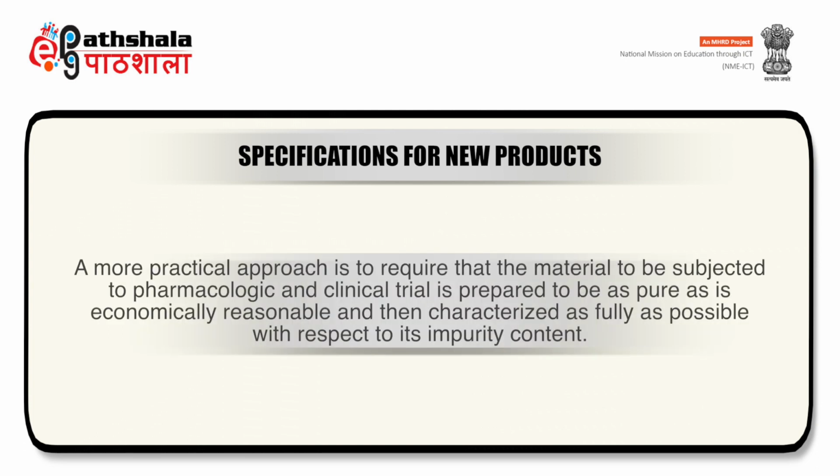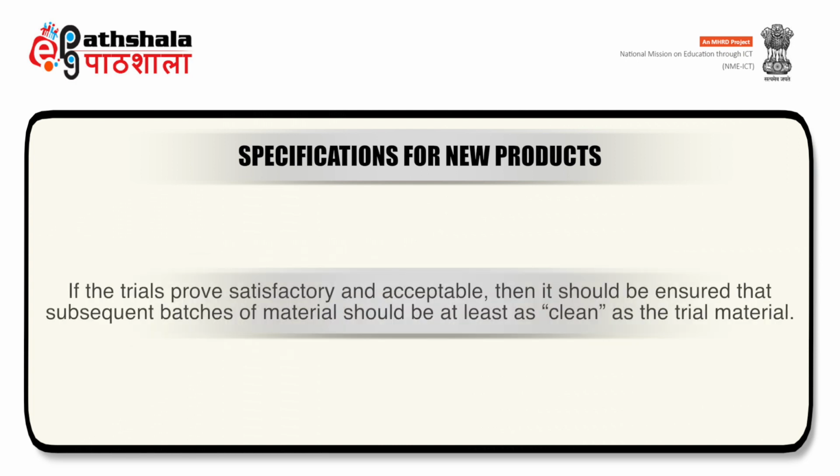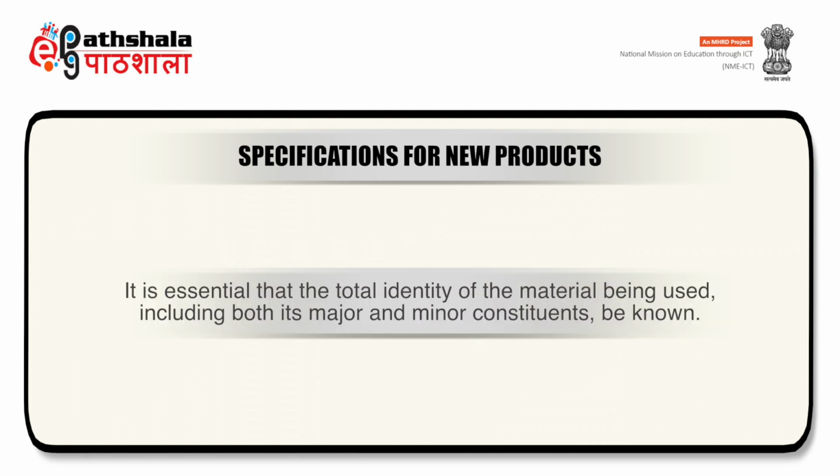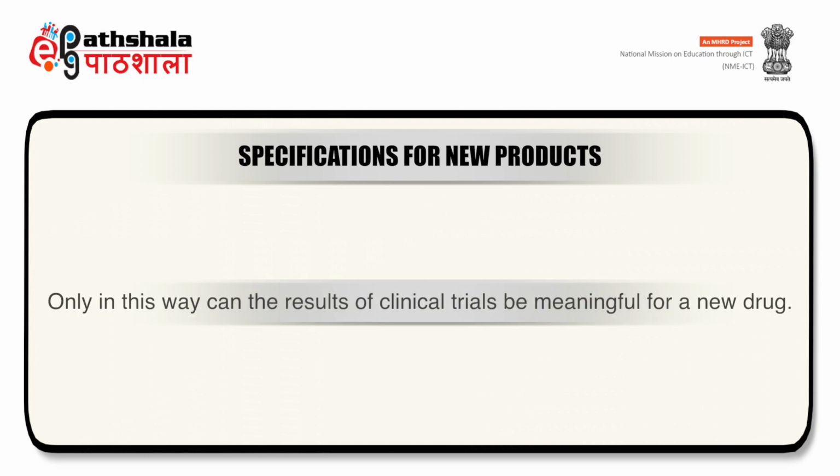A more practical approach is to require that material to be subjected to pharmacological and clinical trials is prepared to be as pure as is economically reasonable and then characterized as fully as possible with respect to its impurity content. If the trials prove satisfactory and acceptable, then it should be ensured that the subsequent batches of material should be at least as clean as the trial material. It is essential that total identity of material being used, including both its major and minor constituents, should be known. Only in this way can the results of clinical trials be meaningful for a new drug.